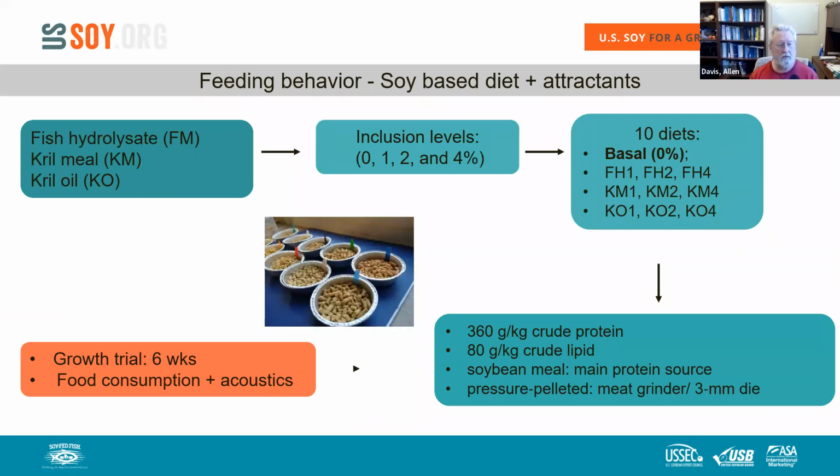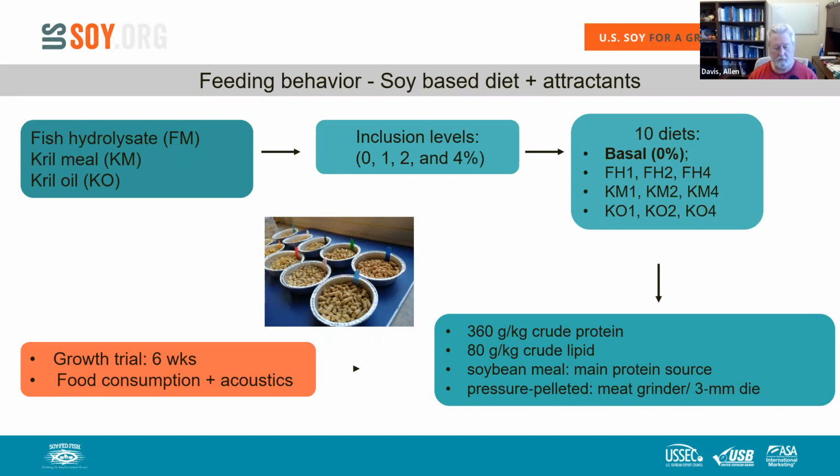Now, here's another example where we made the diets. So these are laboratory produced diets, but we looked at krill hydrolysate, krill meal, and krill oil, all at either no inclusion in a plant-based diet or 1, 2, and 4% level of inclusion. And that is on a dry weight basis for our fish hydrolysate. So that's a very high level of fish hydrolysate.